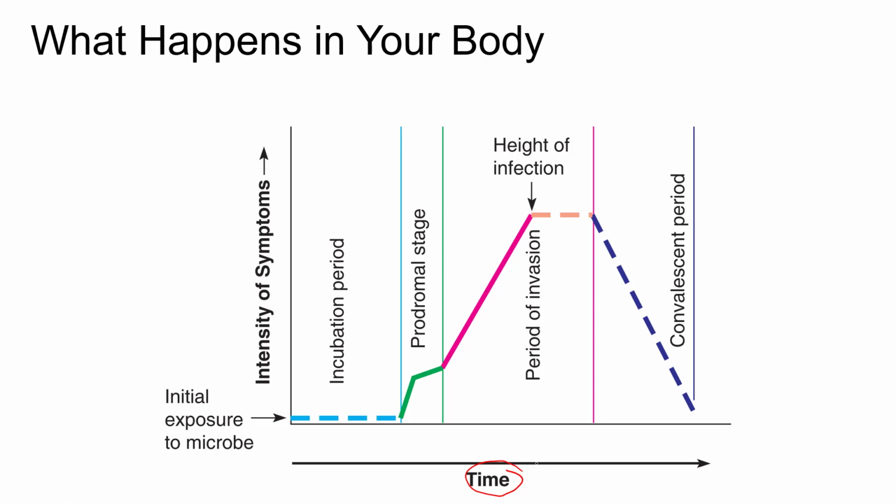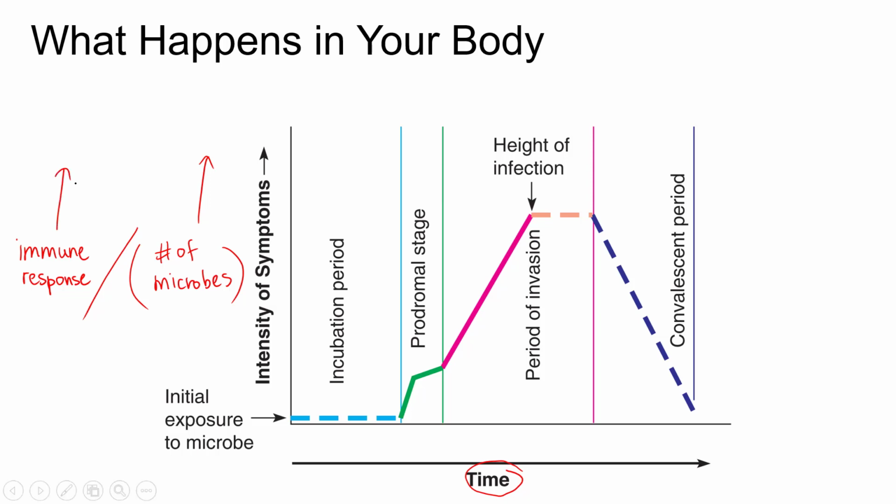So we're looking at a generalized time progression on the x-axis, and on the y-axis, we're looking at intensity of symptoms. That also correlates to the number of microbes, so number of microbes would also be increasing as we move up on the y-axis. And this also relates to the immune response to that specific pathogen. That immune response also plays out with this story here.